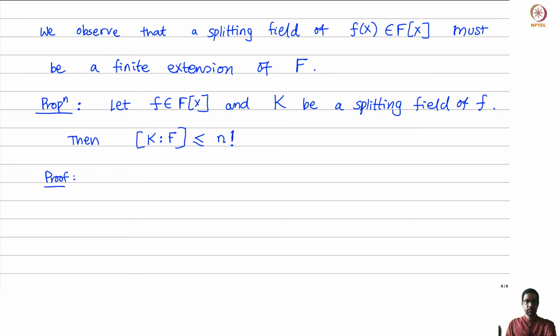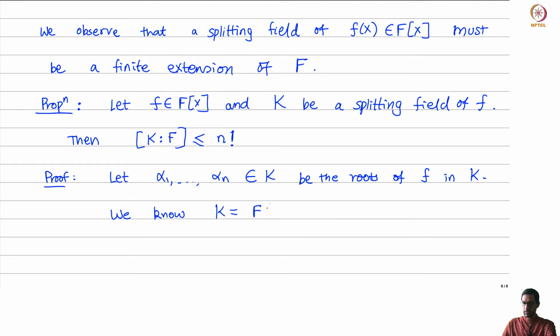Proof is rather easy. Okay, now what do we know? We know that K is a splitting field. So let's write out the roots. Let alpha 1 to alpha n in K be the roots of this polynomial f in the field K. We know the following. We know that K is just F(alpha 1, alpha 2, ..., alpha n).